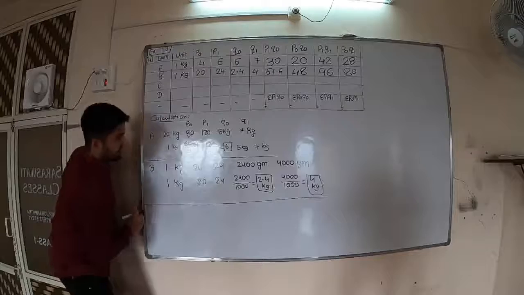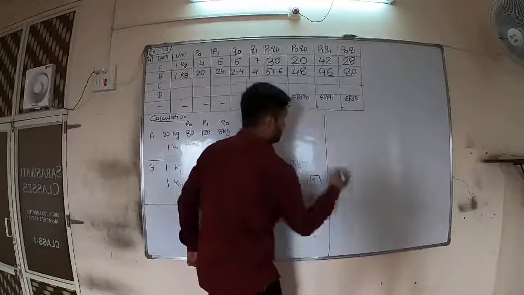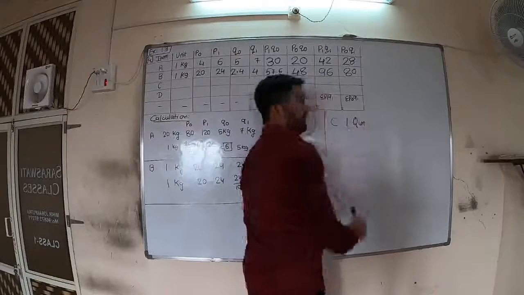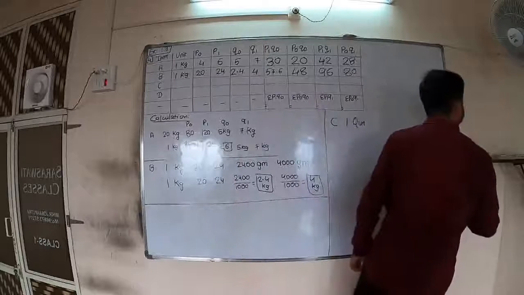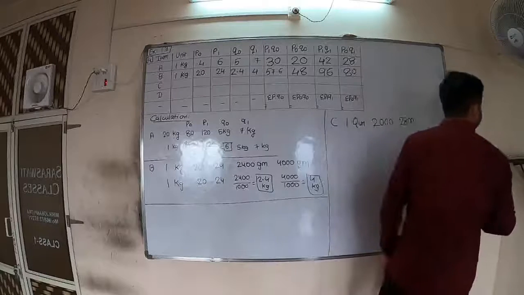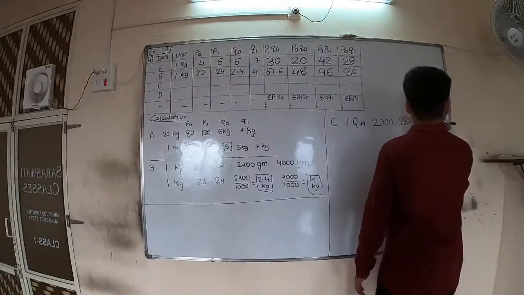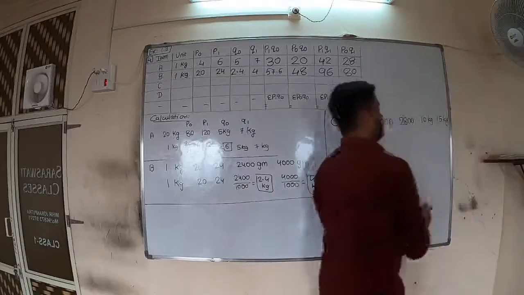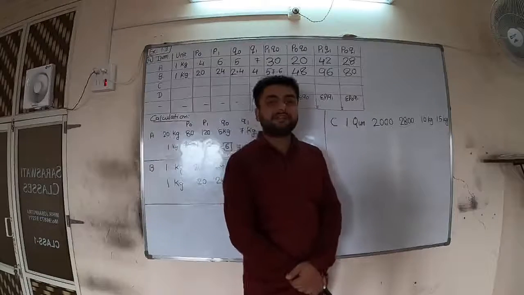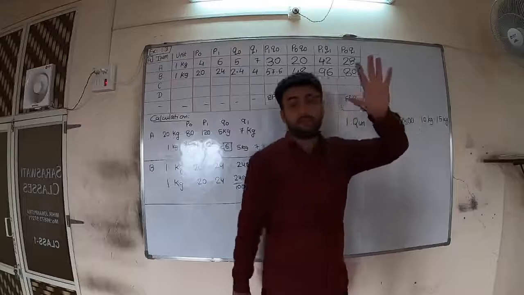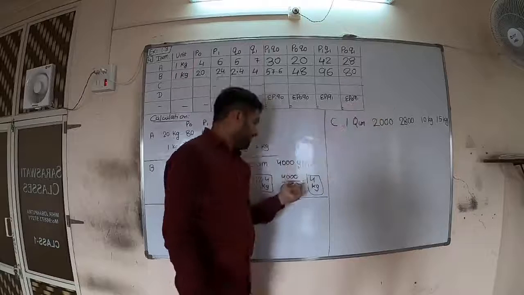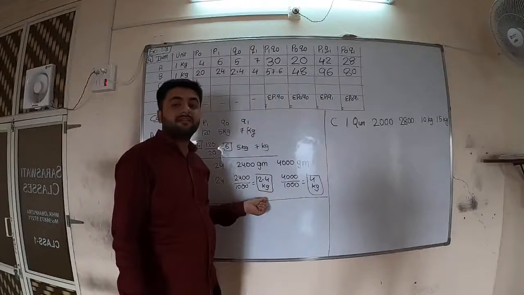Again, item C. Okay, I will do it here. Item C: 1 quintal, 2,000, 2,800, 10 kg, 15 kg. First step, horizontally the units must be same. Quintal, kg, kg. No, the units are not same. Also, the unit is 1, so directly solve that. But while solving, the point must be exact.